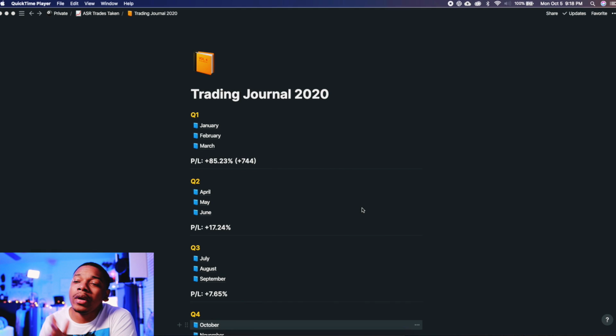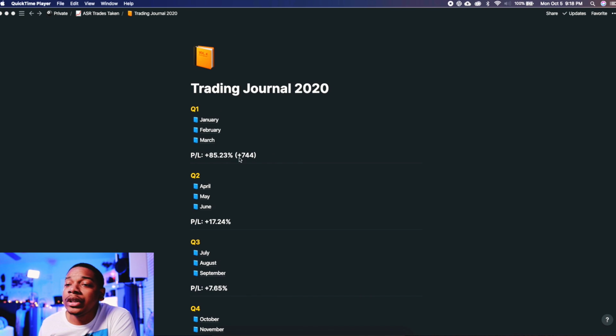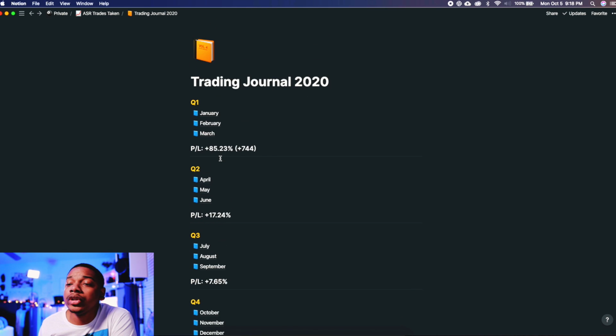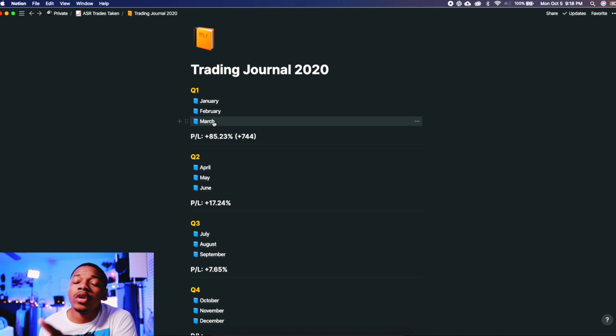Like I said before, I use Notion, and this is my 2020 journal. Let's ignore the Q1, but I go through quarters. In the first quarter, I didn't use percentages at first, so that's why you see something like 85% in one. I'm getting the reports from my broker so I can get a concrete percentage of how much I made in the first quarter. But right now I know for sure that it's 744 pips.